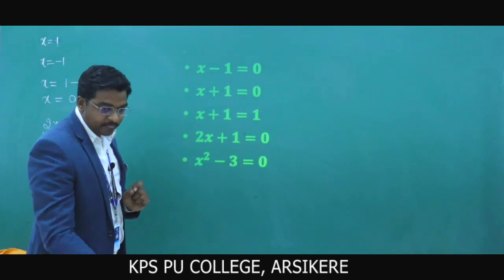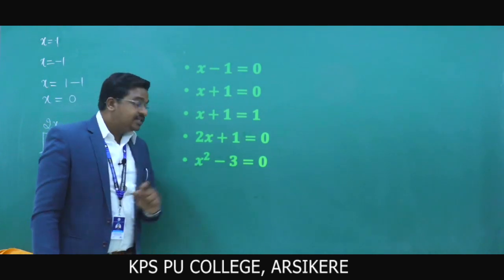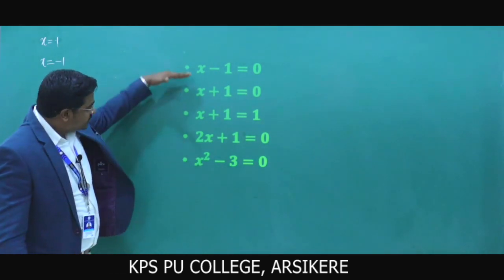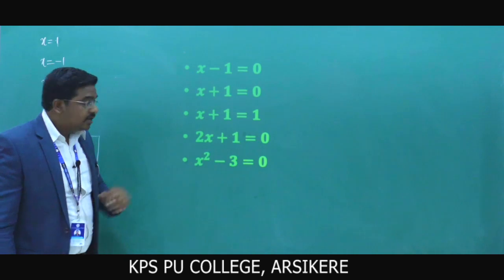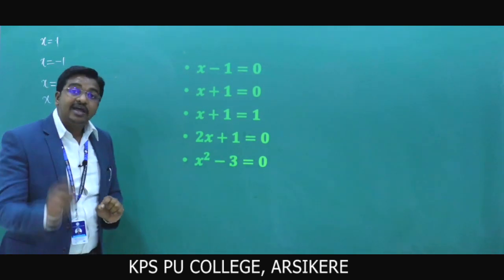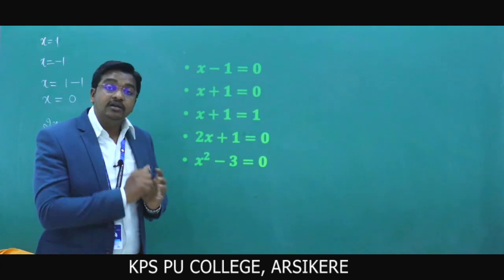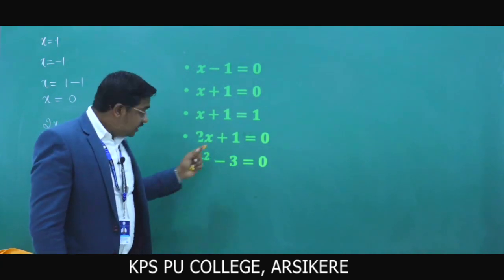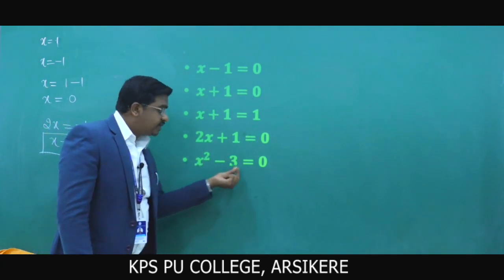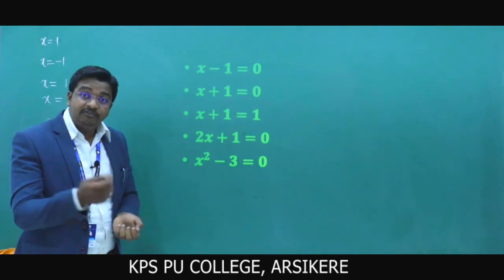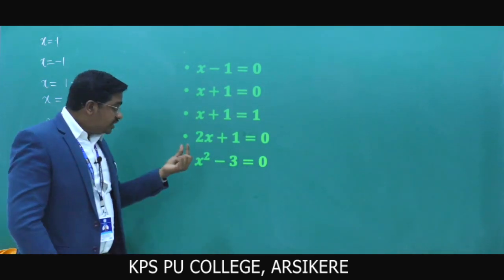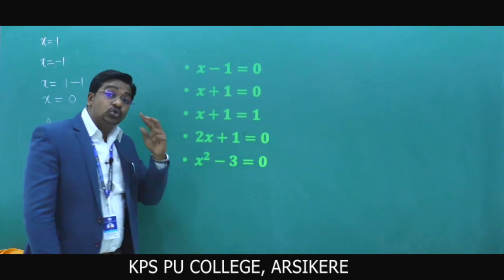The next one, x square minus 1 is equal to 0. Just observe the first 4 equations. When you observe the first 4 equations, they are linear equations, meaning the degree is 1. We get only one root. Here, look at the degree: x square minus 1 is equal to 0. This is a quadratic equation having degree 2. So degree 2 means it has 2 roots.